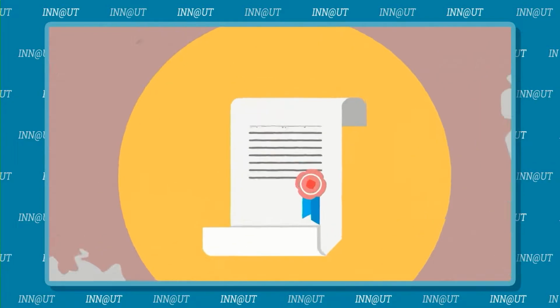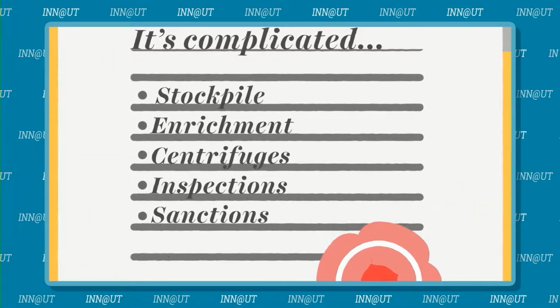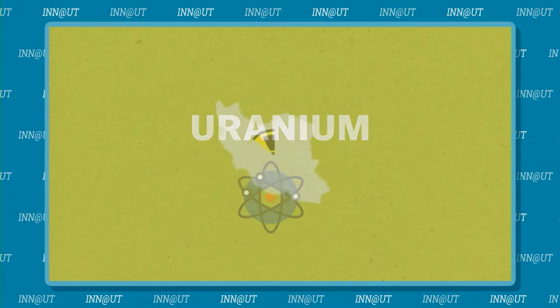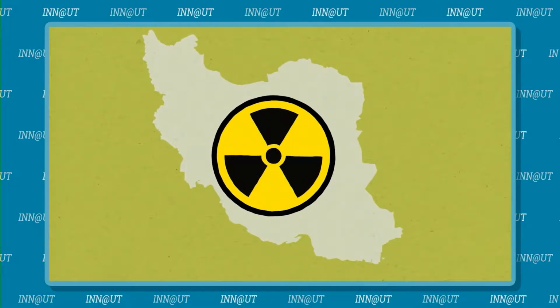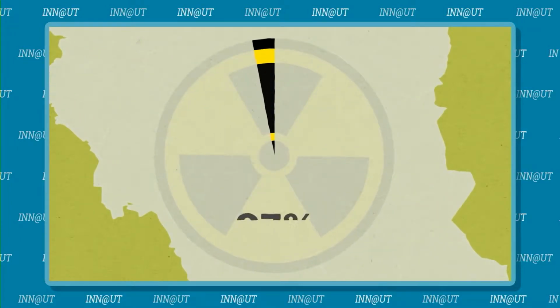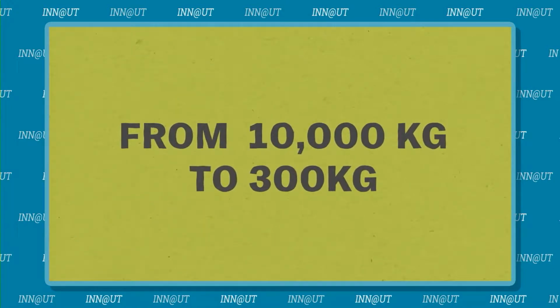Well, this gets technical really fast, but it helps if you go through and look at some of the most important issues. One of the big ones is uranium. That's the stuff you dig out of the ground and use for nuclear fuel for a power plant or even for a bomb. The deal requires Iran to give up 97% of its enriched uranium, almost all of it, down to just a 300 kilogram stockpile. Not very much.